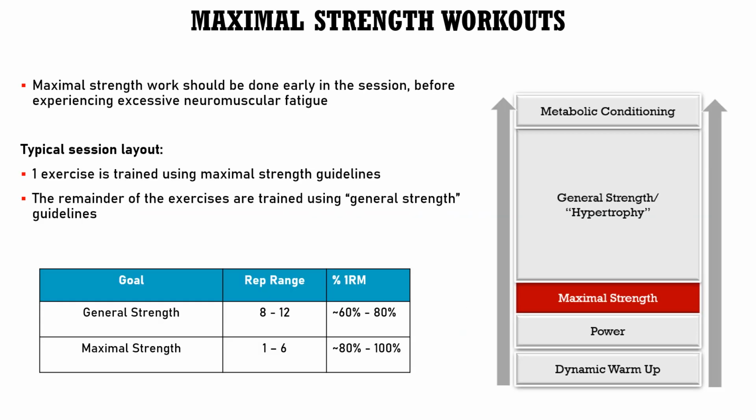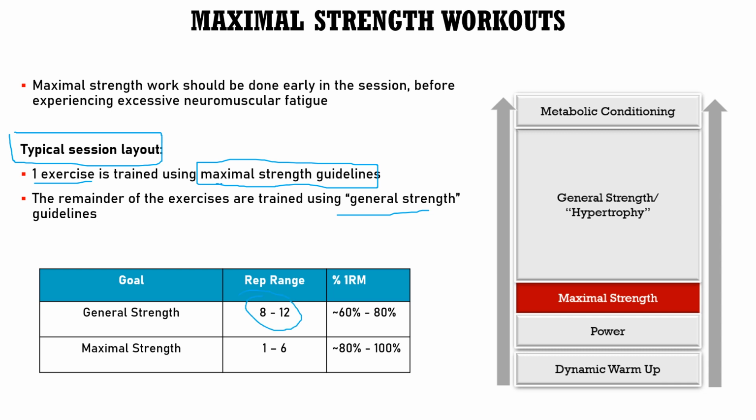When it comes to designing maximum strength workouts, there's a typical session layout that is used. That is, there's typically only one exercise that is trained using maximum strength guidelines, so using sets of, let's say, 5 repetitions with 80 or 85% of the 1RM. We would only do that for 1 or maybe 2 exercises, but the remainder of the workout is trained using our general strength guidelines, which end up being 8 to 12 repetitions.